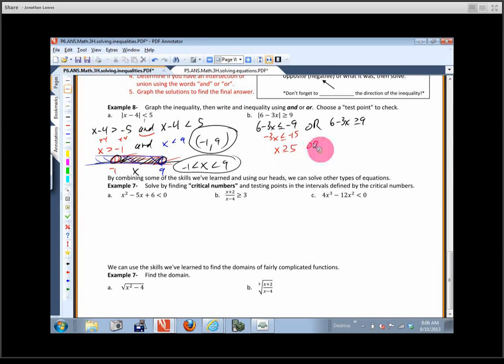Okay. And then, let's solve this one right here. Move that to the other side by subtracting. That's going to be a -3x greater than or equal to 3. Again, divide both sides by -3, and that's going to give us an x, a -1, and we're going to change the direction so that that's a less than or equal to.